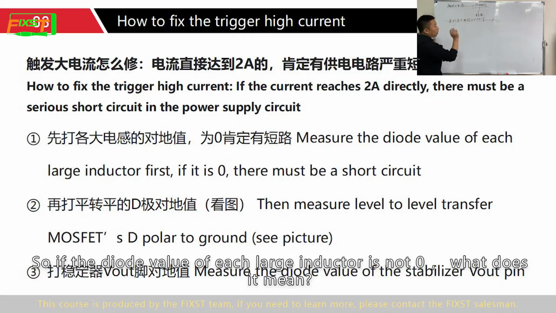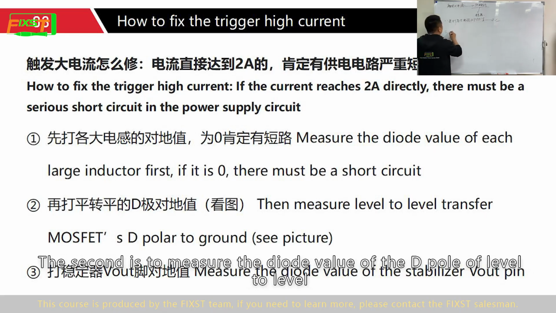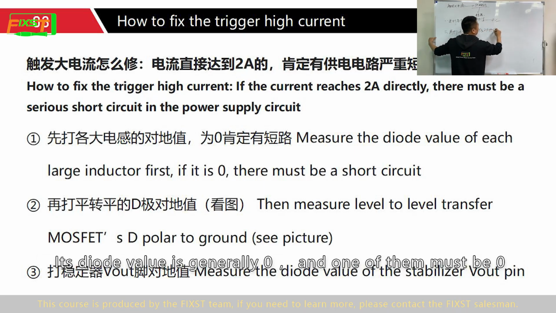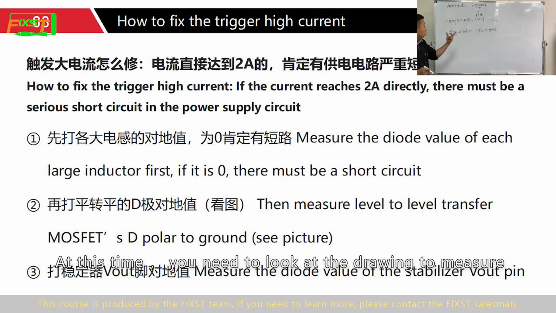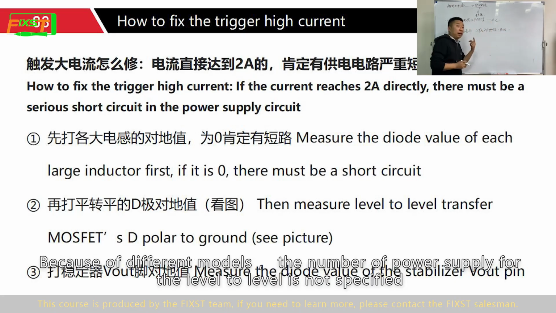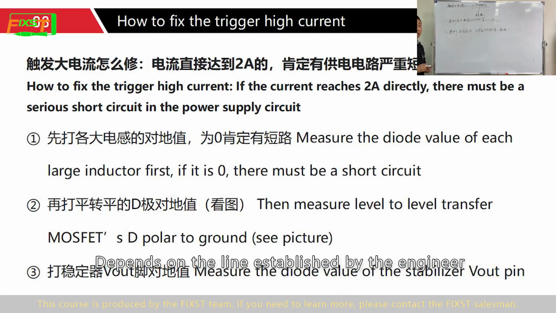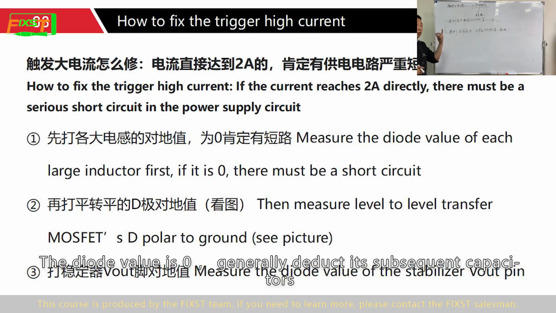So if the diode value of each large inductor is not zero, what does it mean? The second step is to measure the diode value of the level-to-level power supply. Its diode value is generally not zero, but one of them must be zero. At this time, you need to look at the drawing to measure. Because of different models, the number of level-to-level power supplies is not specified. It depends on the circuit established by the engineer. The diode value is zero.